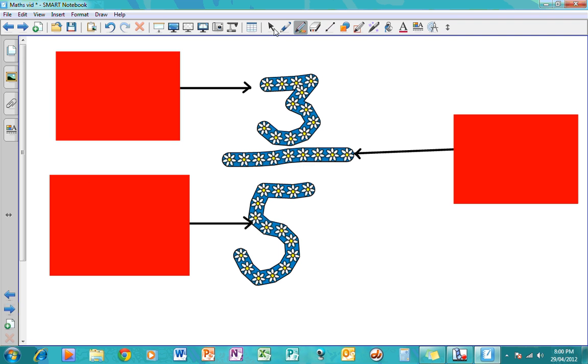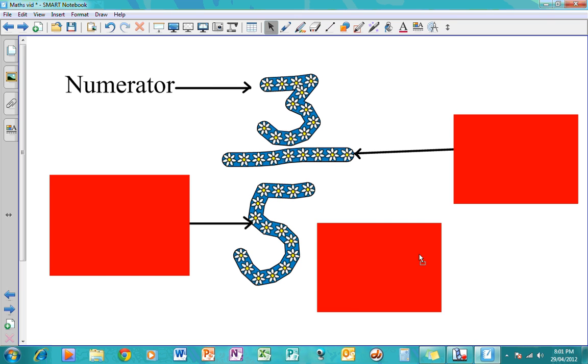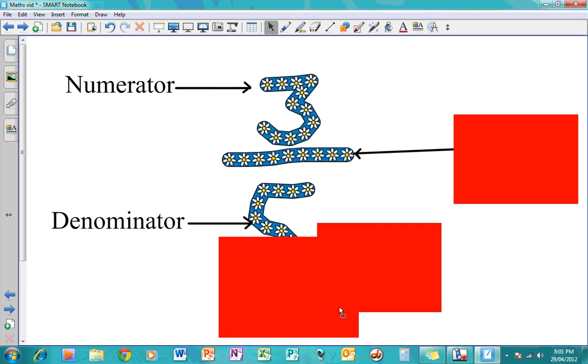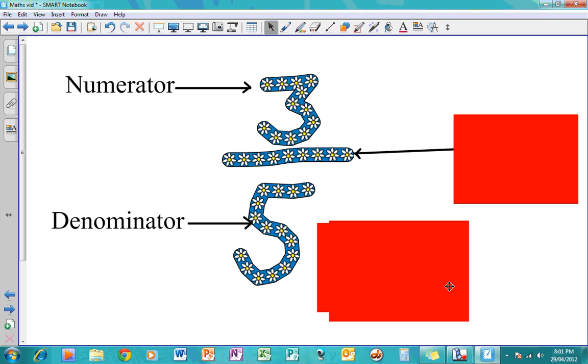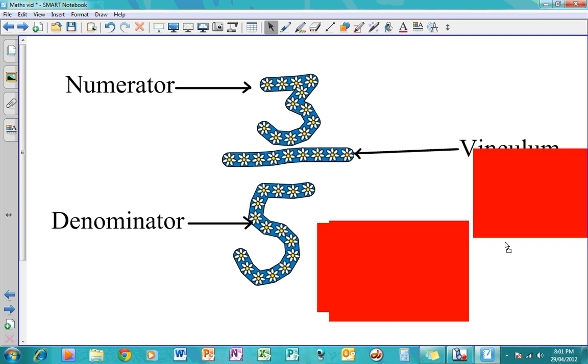Before we go any further, does everybody know what the parts of a fraction are called? The top number is called the numerator, the bottom number is called the denominator, and the middle line is just the vinculum.